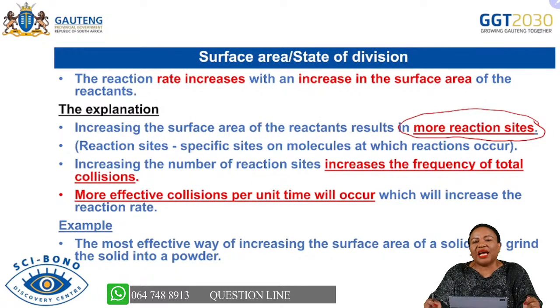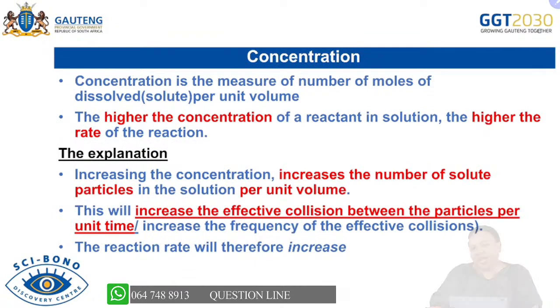So I will go back and say more reaction sites, then increase in the frequency of total collisions, and then more effective collisions per unit time. Guys, these words are all important. Not effective collision, but more effective collision per unit time. So you definitely need to know how to respond in such questions. Now, let's look at our second factor. The second factor that we are going to look at is the concentration.